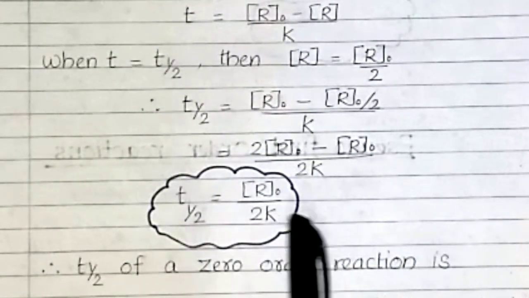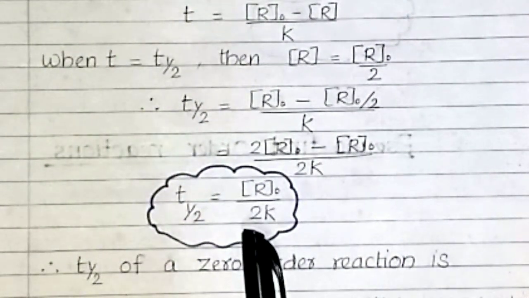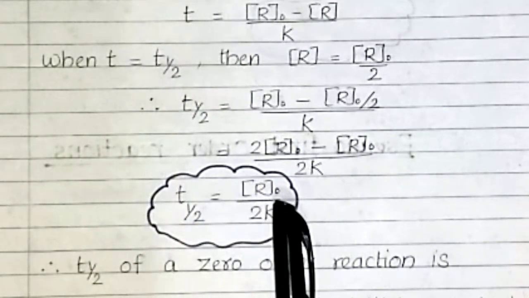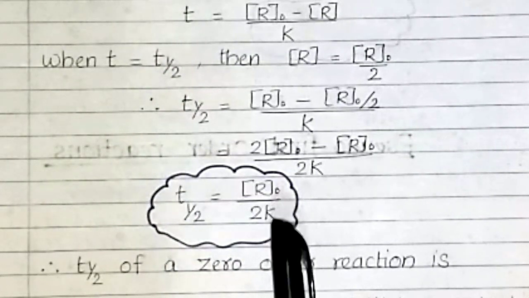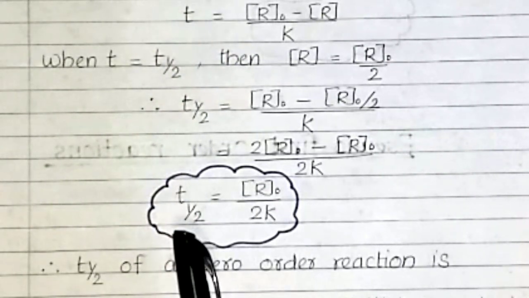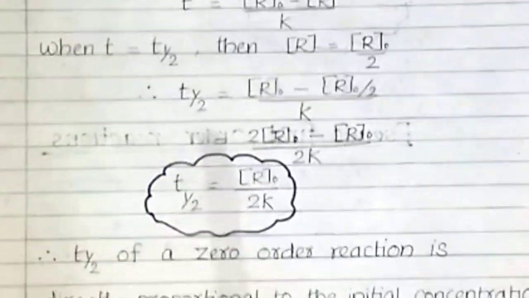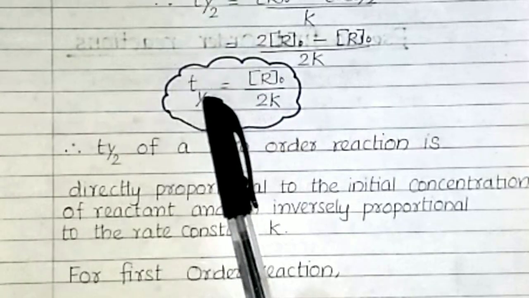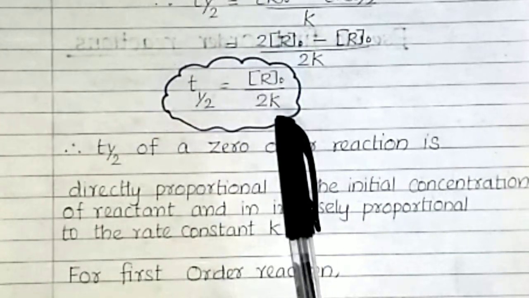This is the expression for the half-life period of a zero order reaction. Very important one for doing problems. t half is equal to R0 divided by 2k, where R0 is the initial concentration, k is the rate constant, and t half is the half-life period for a zero order reaction. The t half of a zero order reaction is directly proportional to the initial concentration of reactants and inversely proportional to its rate constant.